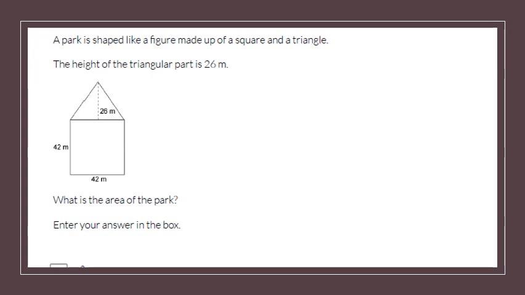Okay, a park is shaped like a figure made up of a square and a triangle. The height of the triangular part is 26 meters. What is the area of the park?